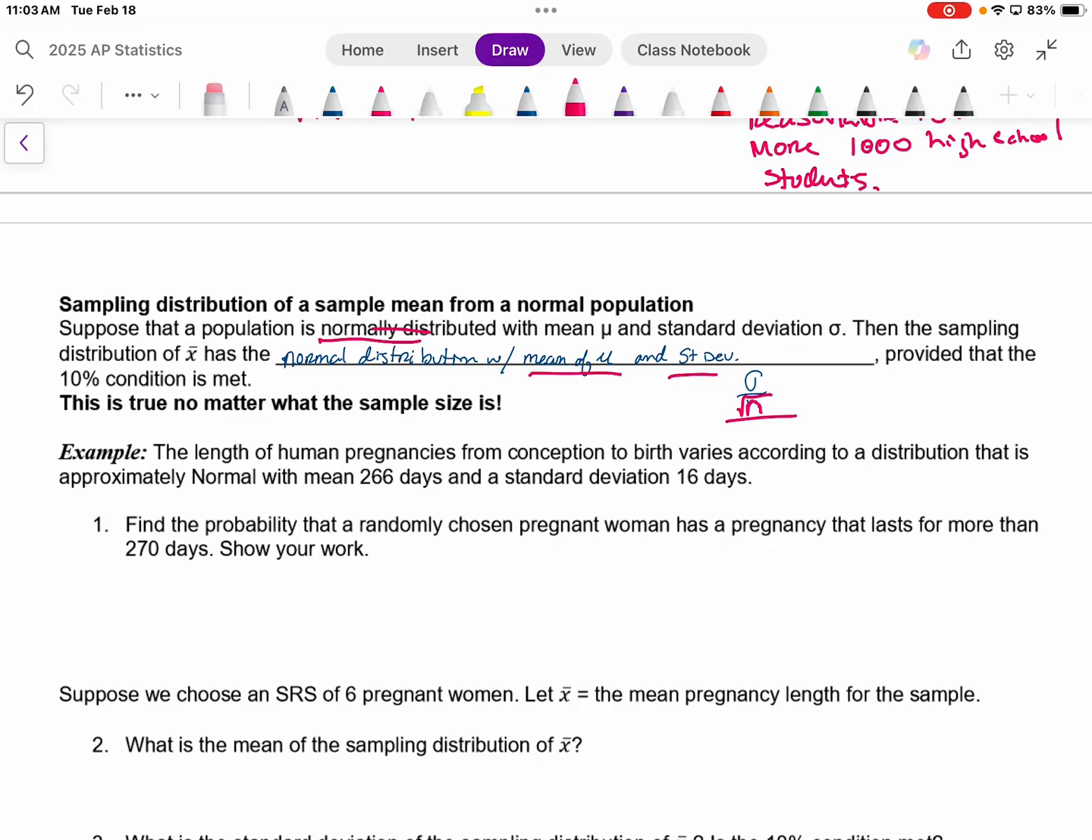So here's an example. The length of human pregnancies from conception to birth varies according to a distribution that is approximately normal with a mean of 266 and a standard deviation of 16. Find the probability that a randomly chosen pregnant woman has a pregnancy that lasts for more than 270 days.